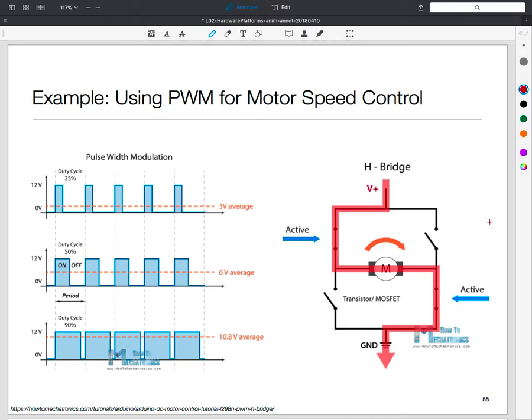Okay, and then we control the direction of the motor by whether it's top left and bottom right, or whether it's top right and bottom left. So we can change the direction in which the voltage is applied. In case of LEDs, the reverse direction will not make sense. But by rapidly switching these switches on and off, I can basically make the current flow through the motor in the right direction for the right fraction of time.